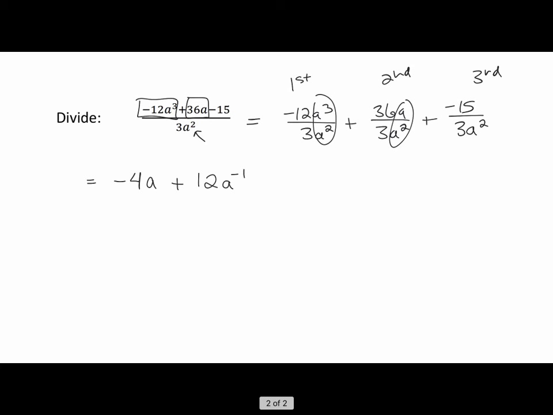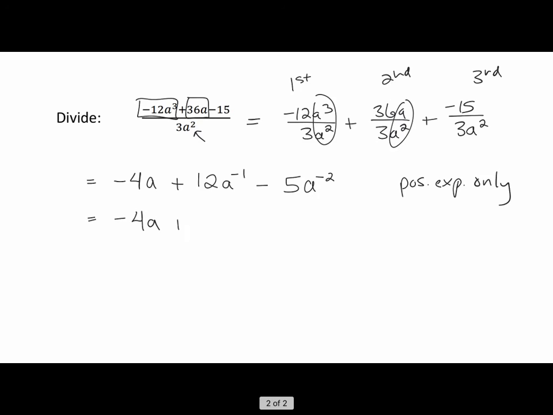In the third term, negative 15 divided by 3 is negative 5. And the a is in the denominator, so you can leave it there, or you can say that's a to the negative 2 for now. But we do want to have positive exponents only, so we will move those exponents.